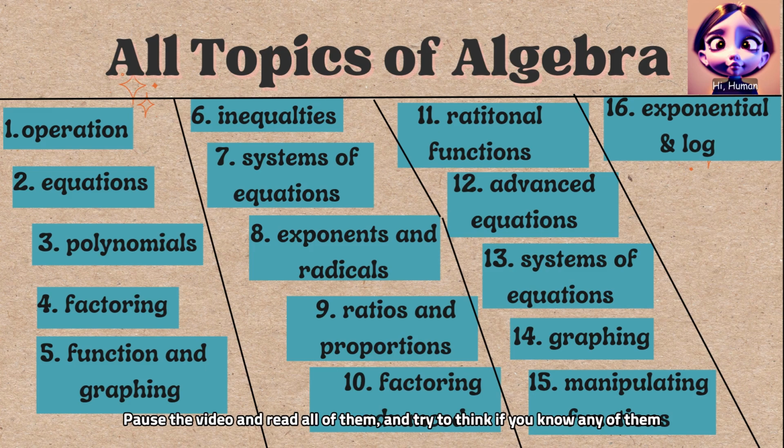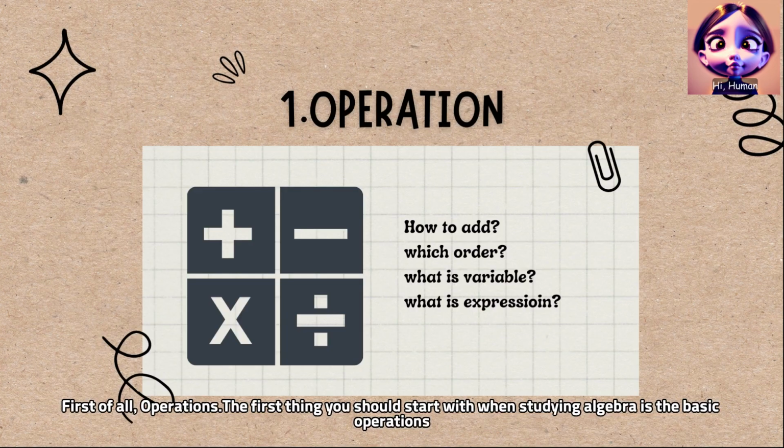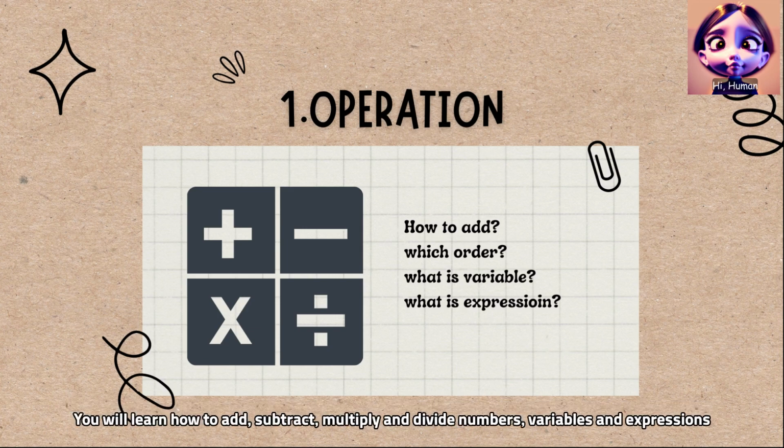Pause the video and read all of them, and try to think if you know any of them. Now, I will give you a brief introduction of each topic, and what we will learn in these topics. First of all, operations. The first thing you should start with when studying algebra is the basic operations. You will learn how to add, subtract, multiply and divide numbers, variables and expressions. Understanding the order of operations is also crucial when solving complex algebraic problems.